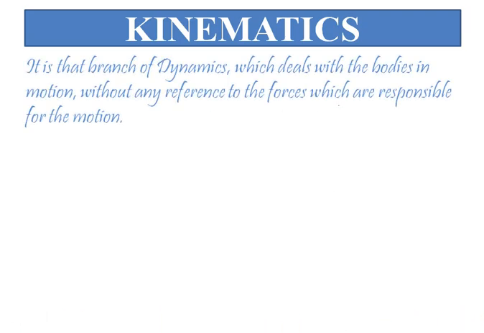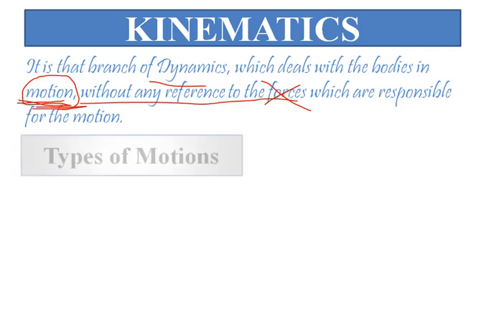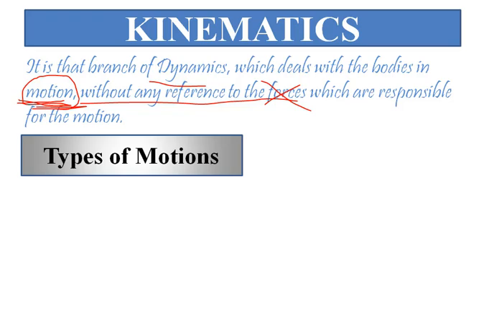Yes. First, what is kinematics? It's a branch of dynamics which deals with the bodies in motion without reference to the forces which are responsible for the motion. So here we are not considering any forces, we are considering only the motions, right? Just look at the equation of a body on a horizontal plane, P equals mu R. That means you are considering only the motion, you are not considering any forces. And next, to solve these problems, we require the types of motions of a particular body.